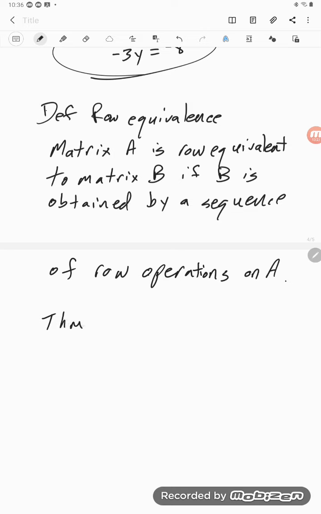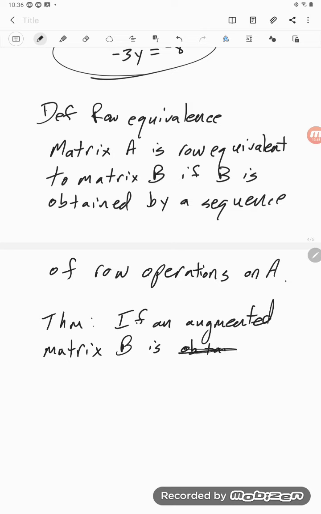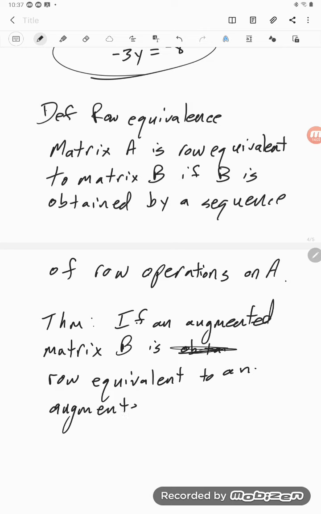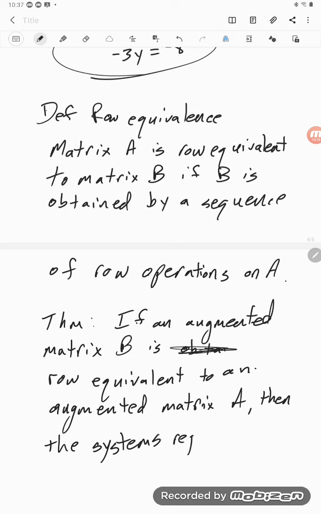The theorem is that if an augmented matrix B is row equivalent to an augmented matrix A, then the systems represented have the same solution.